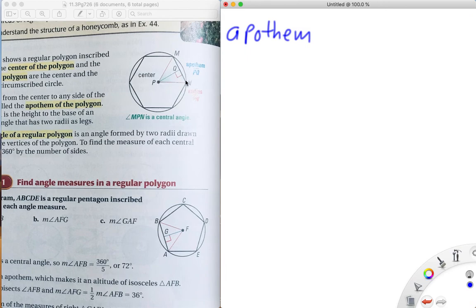M as in Mary, N as in not today. And then it also cuts the side in half. Side MN, MQ is congruent to QN, so it cuts it in half. So, perpendicular bisector. This hexagon is a regular hexagon, and a regular hexagon, or any regular polygon, means that all the sides are the same. So we have side MN, and all its other 5 sides are congruent, and the angles within it are also the same. So angle M and angle N are congruent, and all the other 4 angles are also congruent in this regular polygon.